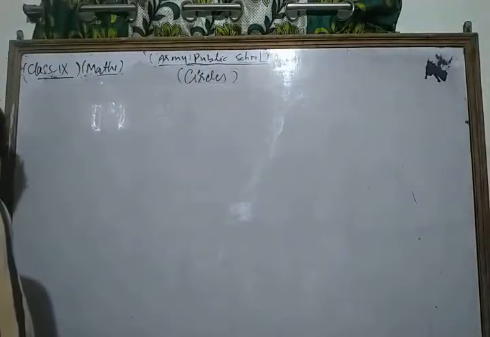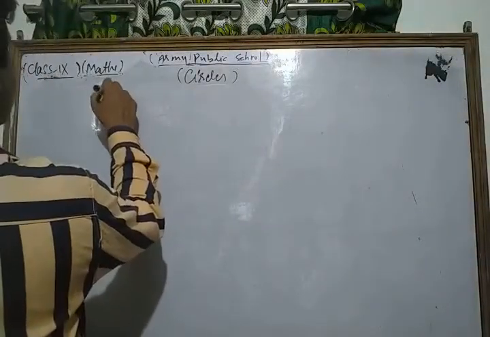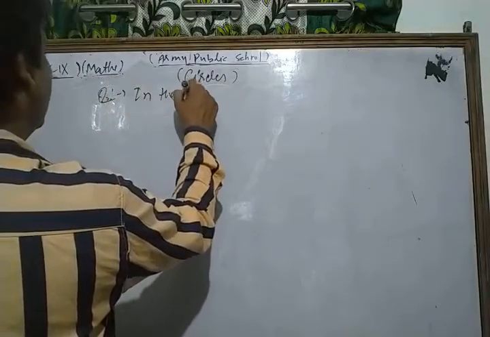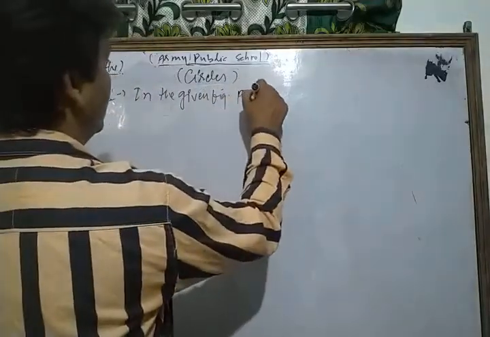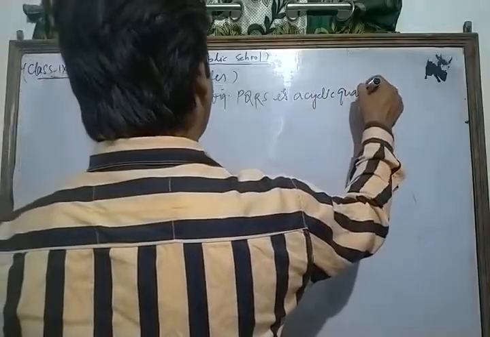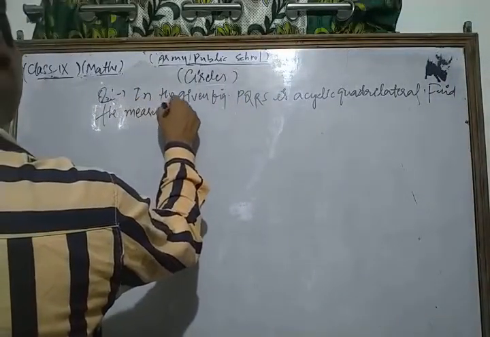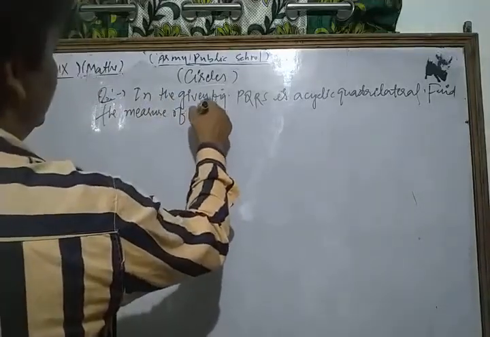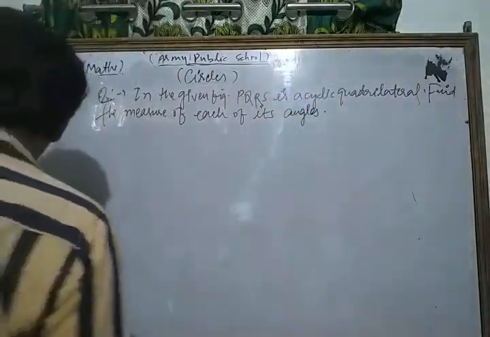Let's see the question. In the given figure, PQRS is a cyclic quadrilateral. Find the measure of each of its angles.